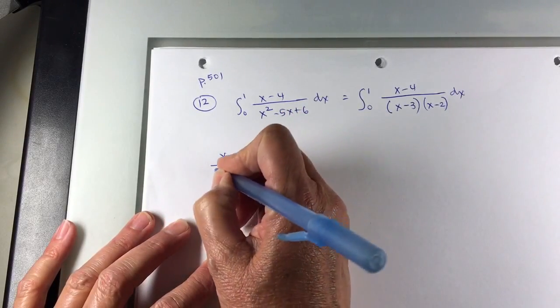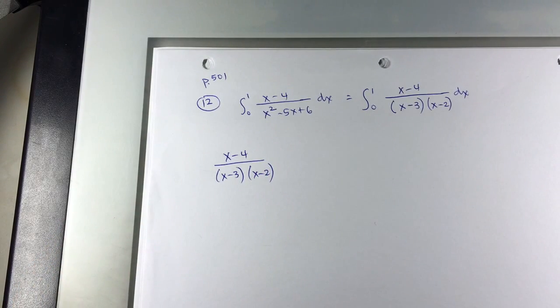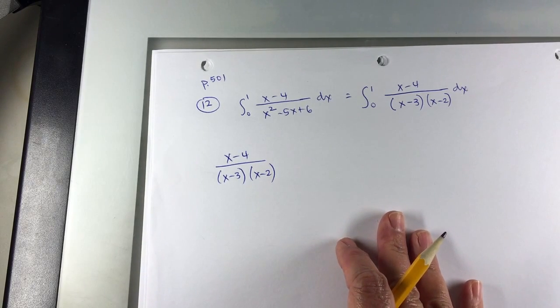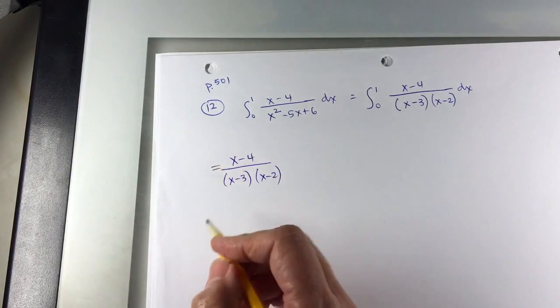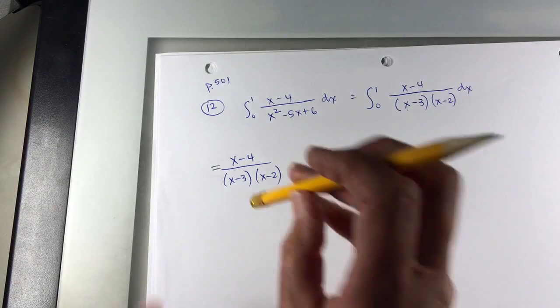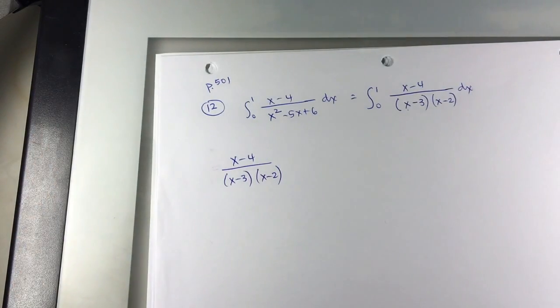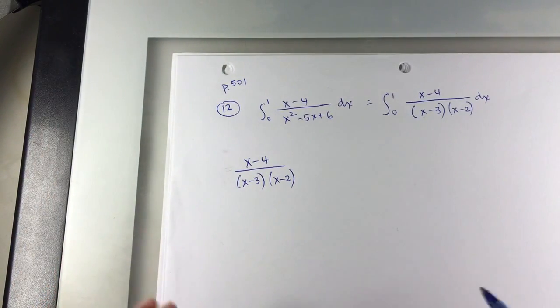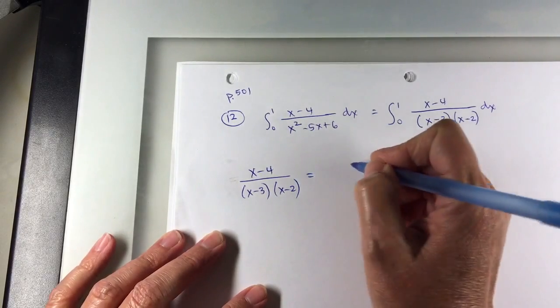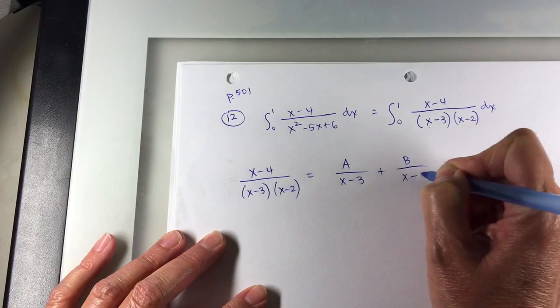I'm not going to write the integral sign, I'm just going to write the fraction part. Because I'm not writing the integral sign, this is also something I'm going to look for when I'm grading the papers. If you put an equals right here, you're saying it equals what you wrote previously, but that's not true. I didn't write the whole integration part. Let me get rid of that equal sign. But x minus 4 over x minus 3 times x minus 2 does equal a over x minus 3 plus b over x minus 2.